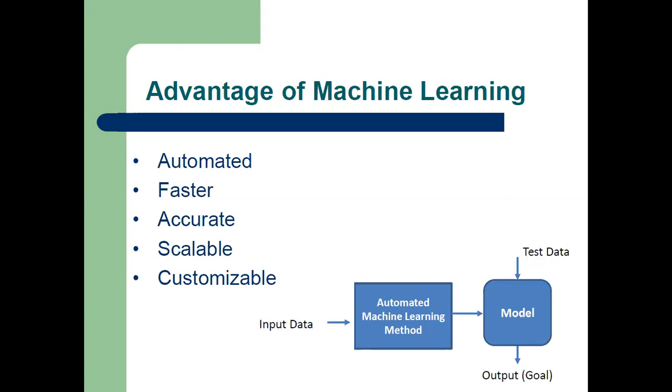The same machine learning method can be used to solve different complex problems, depending on the problem. In consideration of this, machine learning methods can be customized to achieve different goals in different problems. For example, the same machine learning method can be used for handwriting recognition, for speech recognition, for email filtering, for detecting fraud. So these are the advantages of machine learning.